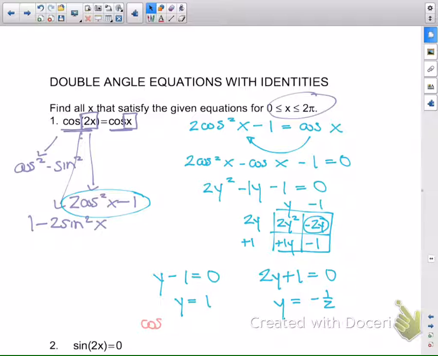Cosine. So we're looking for where is cosine equal to 1 and where is cosine equal to -1/2. To get my answers for this in radians, I think about where is cosine equal to 1. That's my x value. That's going to be 0 and 2 pi. Where is cosine equal to -1/2? 2 pi over 3 and 4 pi over 3 from my unit circle.